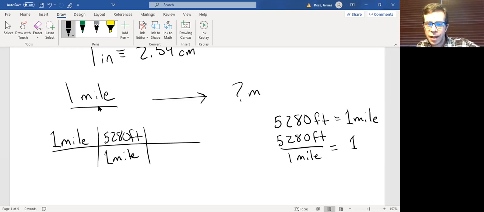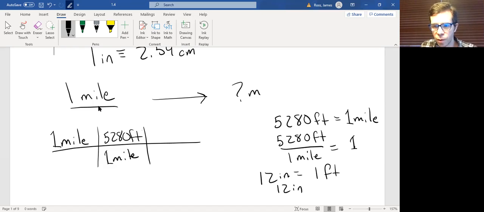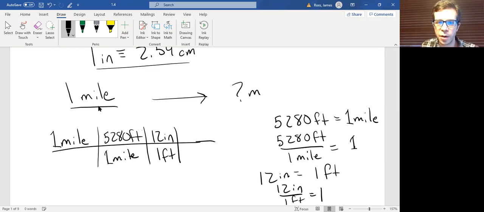All right, that doesn't get us to the units we want though, right? So I also know that there are 12 inches in 1 foot. So 12 inches divided by 1 foot is equal to 1. And I gave you the definition of an inch in terms of centimeters. So I have that 1 inch is equal to 2.54 centimeters.